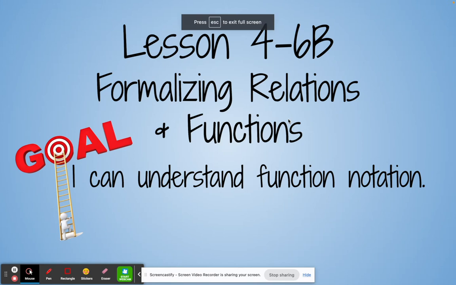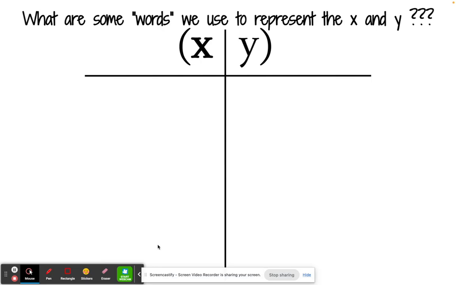Hi everyone, today we are going to be talking about lesson 4.6b, formalizing relations and functions. Today our goal is to understand function notation. It will look different than things we've done before, but it really is very much the same.